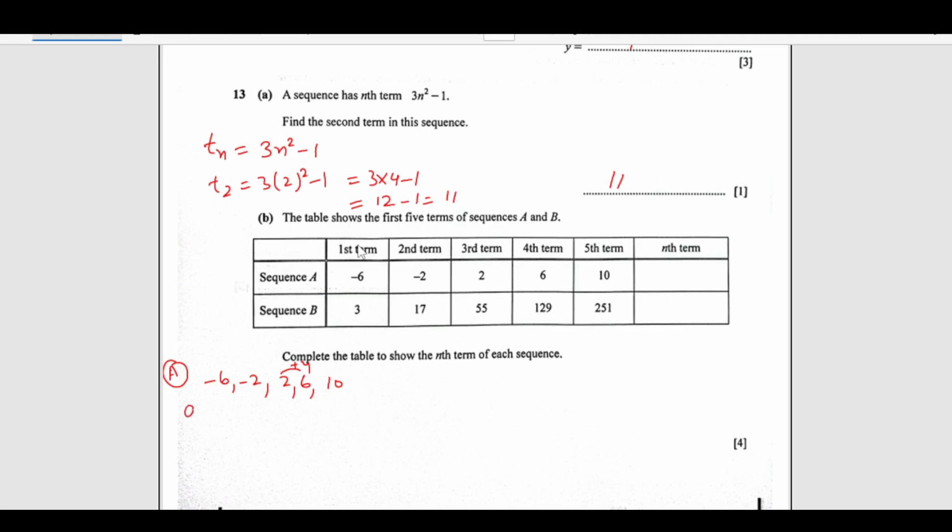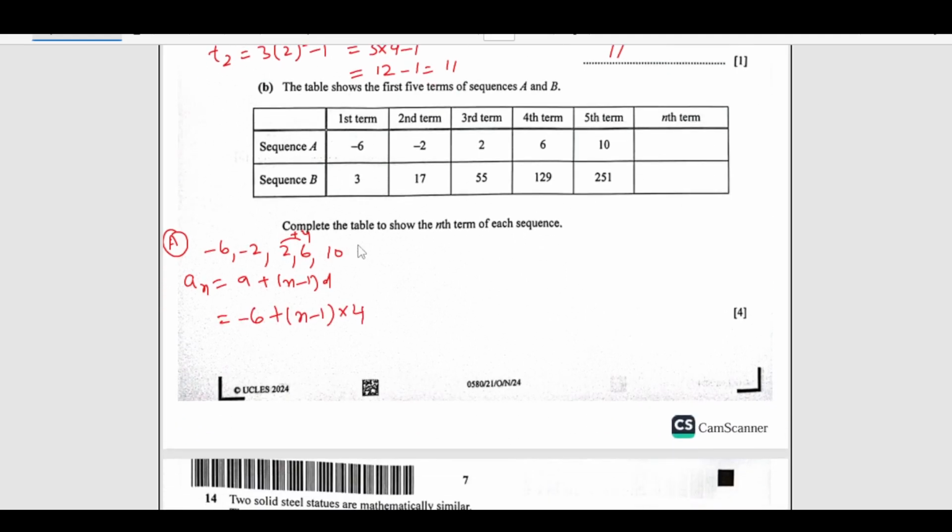So we have the formula of the nth term: An is a plus n minus 1 into d. a is negative 6 plus n minus 1, d is 4, right. So just simplify this one. So we have here negative 6 plus 4n minus 4. So this is 4n minus 10. So that is the nth term. We will write it down over here, right.